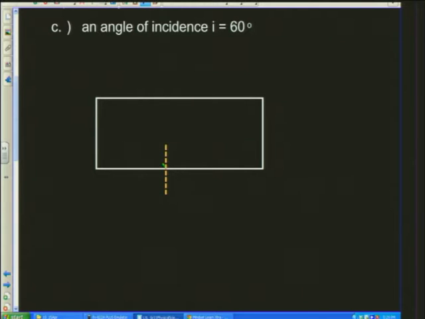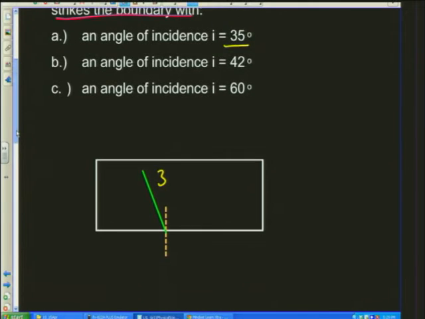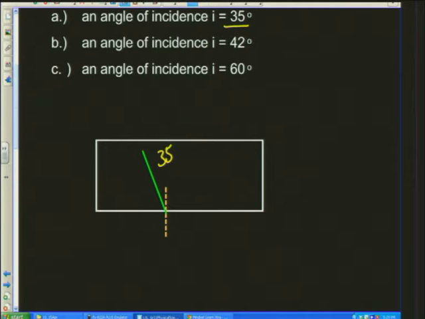Let's take the green line and put it over there, and use the green line as my incident ray. It's striking that point, hopefully there. The angle of incidence is about 35 degrees. What we notice is that the angle of incidence is less than the critical angle.